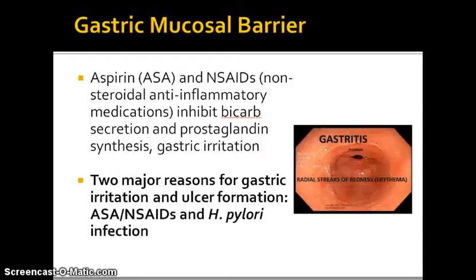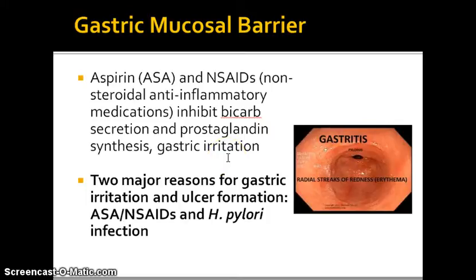Some medications that can damage our stomach because they inhibit our bicarb secretion, and they also block prostaglandins, are aspirin and NSAIDs. So aspirin, the medical abbreviation is ASA, and NSAID stands for non-steroidal anti-inflammatory medicines. These are our very common over-the-counter pain relievers. So if people take these longer or more than are prescribed, then they're going to cause a decrease in their bicarb production and lead to that acid getting against our stomach wall and causing gastric irritation.